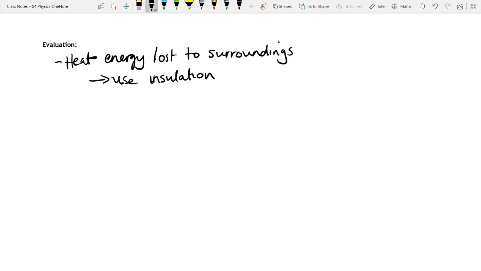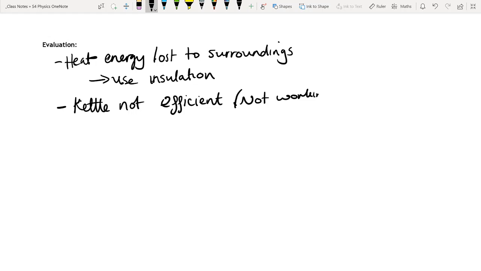Can anyone think what else might have gone wrong? Why didn't we get the exact value? Yeah, exactly. The kettle wasn't working at its top efficiency. Those are the two main points. Can anyone think of anything else that might have gone wrong?